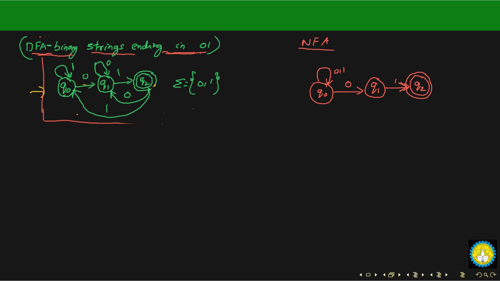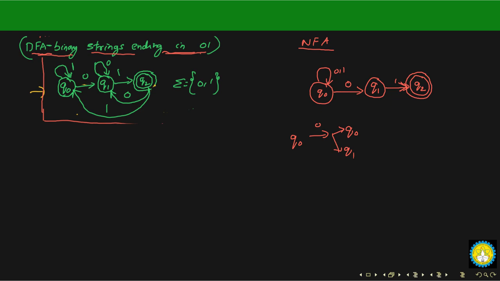So you can see that from Q0, if I'm getting a 0 or 1, I can stay at Q0 itself, or I have the option of going to Q1. There are two options. From Q0, let me make it very clear: if you see a symbol 0, you have got two options. You can either stay at Q0 or you can go to Q1. So these two branches are possible. You can either take this path or you can take this path.